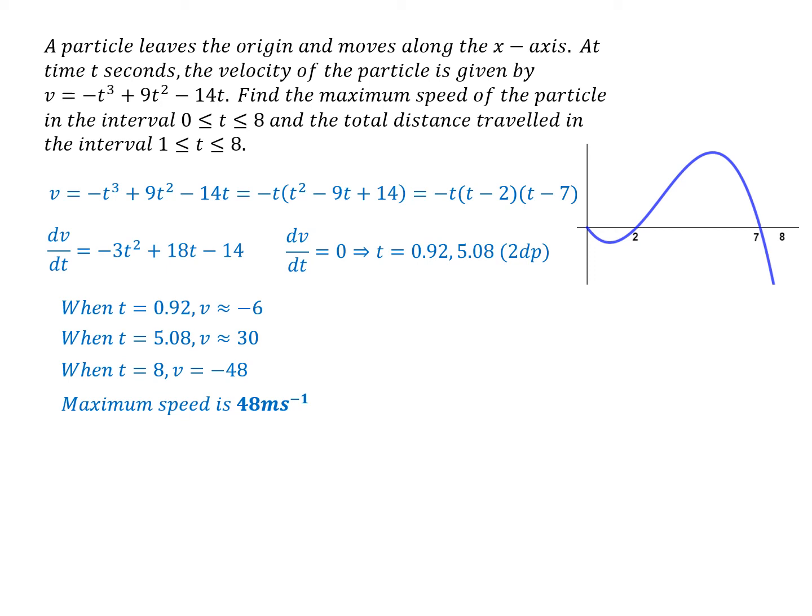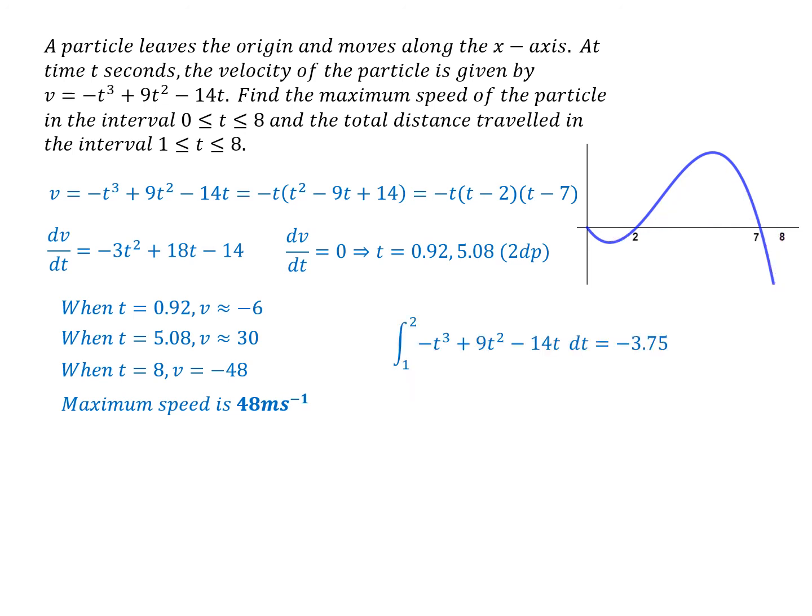So what about the total distance traveled? Well, this is in the interval from 1 to 8. So if 1 is here somewhere, the total distance traveled is going to be represented by these three areas added together. So I need to get my integration skills going.